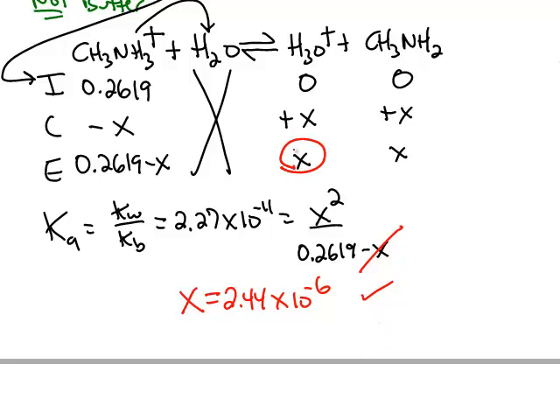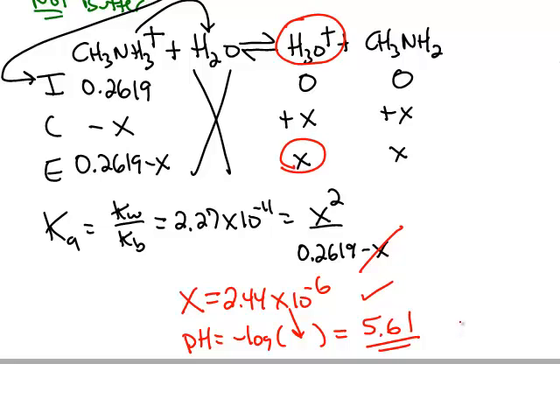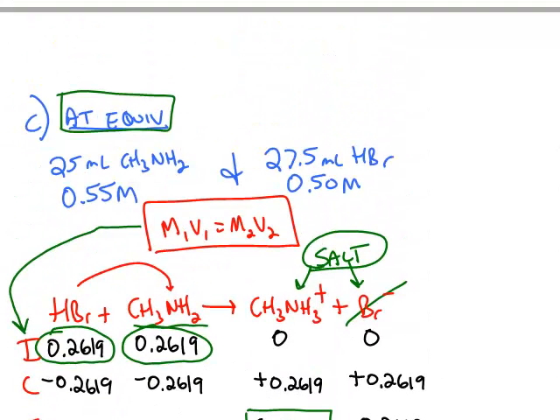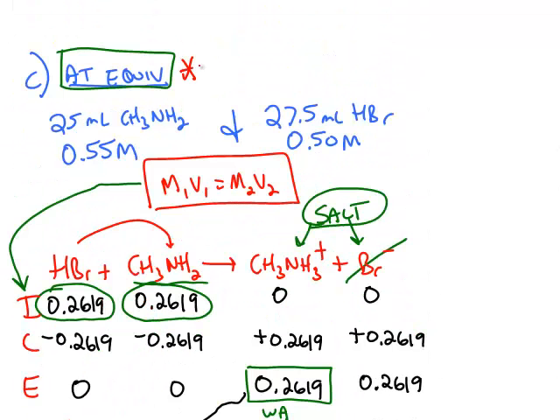So when you look back at the ice chart, x is the concentration of hydronium, which means the pH is just the negative log of x, and the pH is 5.61. We're at the equivalence point, but the pH is not neutral. It was neutral when you had a strong acid and a strong base at equivalence.